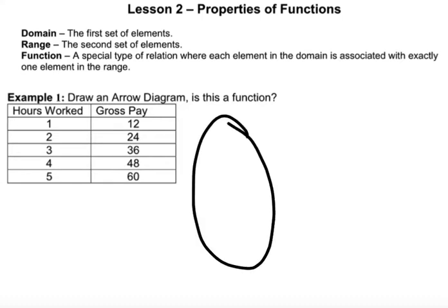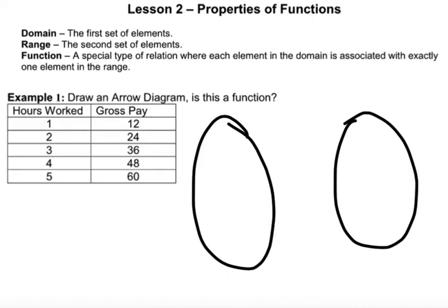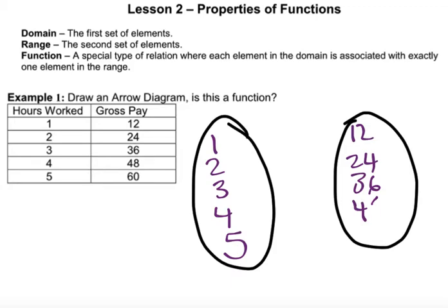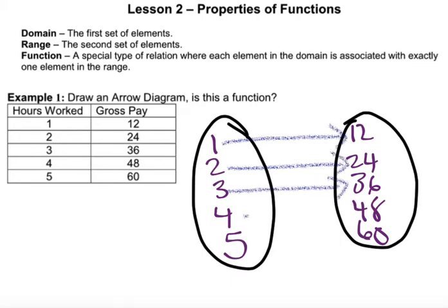So the way we're going to do that is we're going to start by drawing our lovely arrow diagram. We once again have our circles. We're going to put our information into it. So I have 1, 2, 3, 4, and 5, 12, 24, 36, 48, and 60. And we are going to draw ourselves some lovely lines. So 1 goes to 12, 2 goes to 24, 3 to 36, 4 to 48, and 5 to 60.